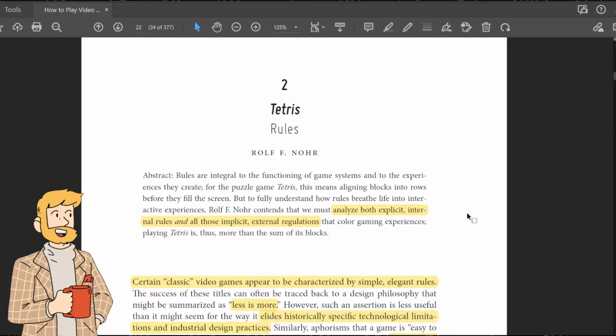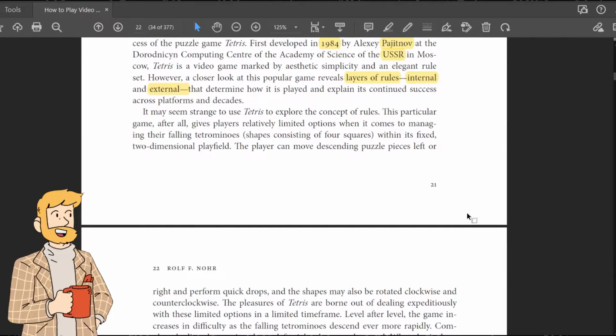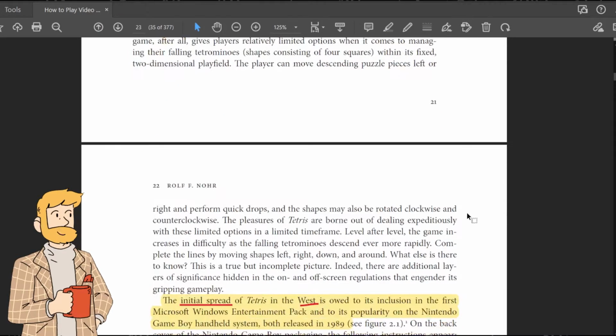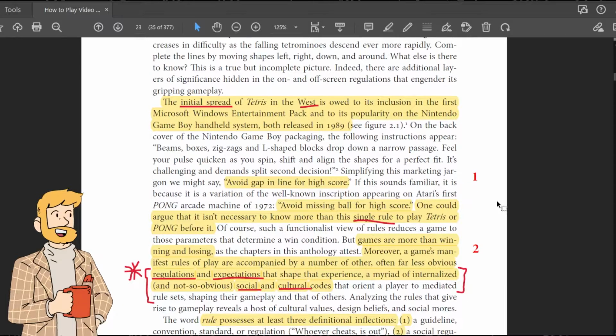Of course, we might ask, what exactly do any of those things mean, and what do they have to do with what we think of when we think of rules in computer games? Well, Nohr starts out this book chapter by talking a little bit about the history of Tetris, but then talking about exactly that, the things we typically think of as rules in computer games.